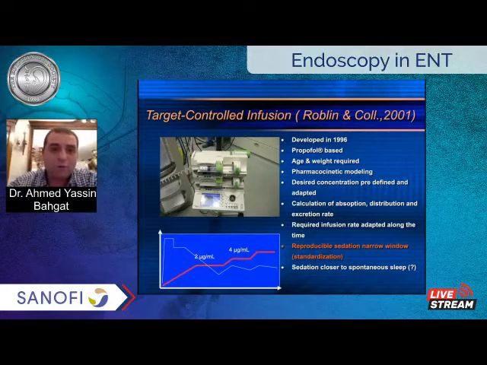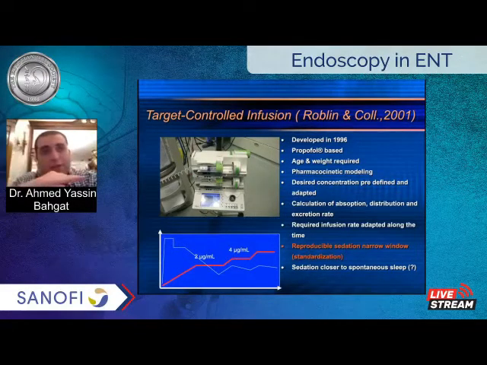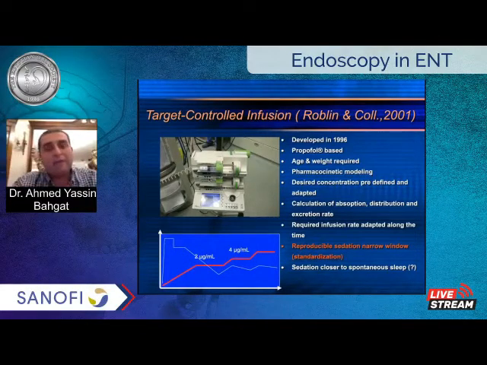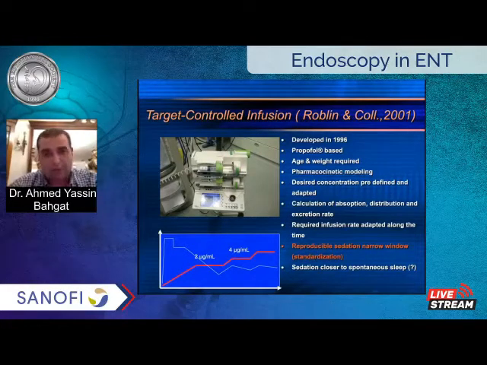And this is more accurate, to have a constant level of propofol in the brain so that the patient is in a steady sleep. You have ample time to watch what's going on during sleep and to judge the airway in a proper way.